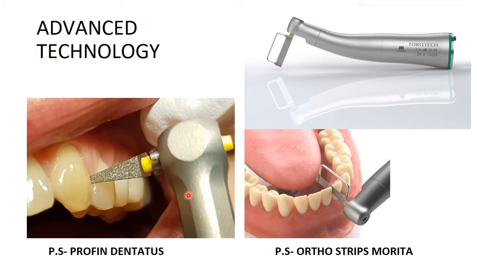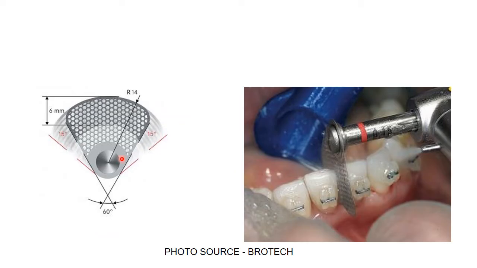Now these Profin cutting tips are available in almost 15 different grades, and they advocate use from the most coarse to the most fine, and in certain areas they may not enter directly. So in such cases, you can use the cutting burs at first to open the contact, and following that these attachments can be used to perform IPR.